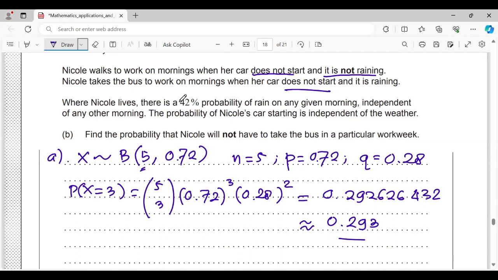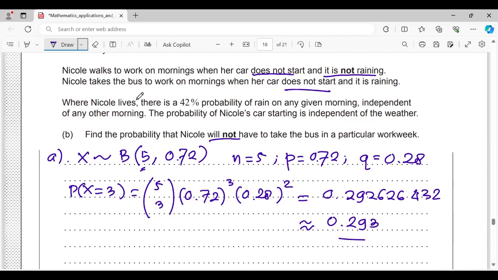Where Nicole lives, there is a 42% probability of rain on any given morning, independent of any other morning. The probability of Nicole's car starting is independent of the weather. Find the probability that Nicole will not have to take the bus in a particular work week.